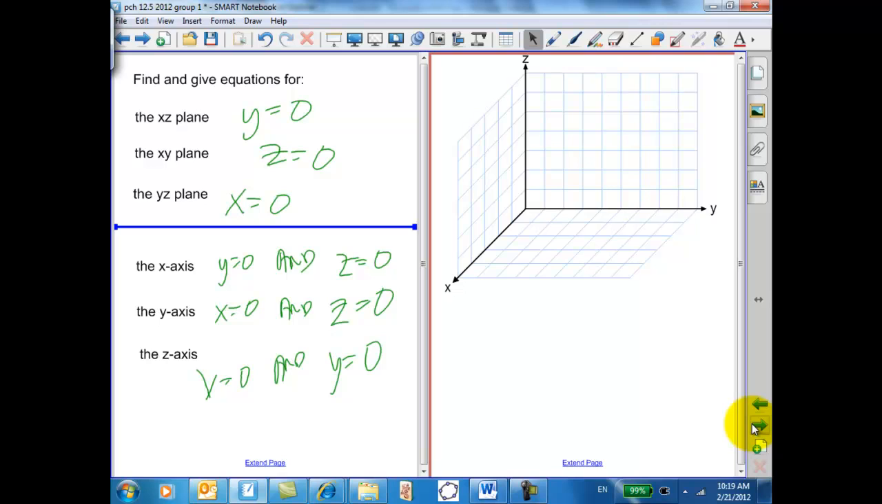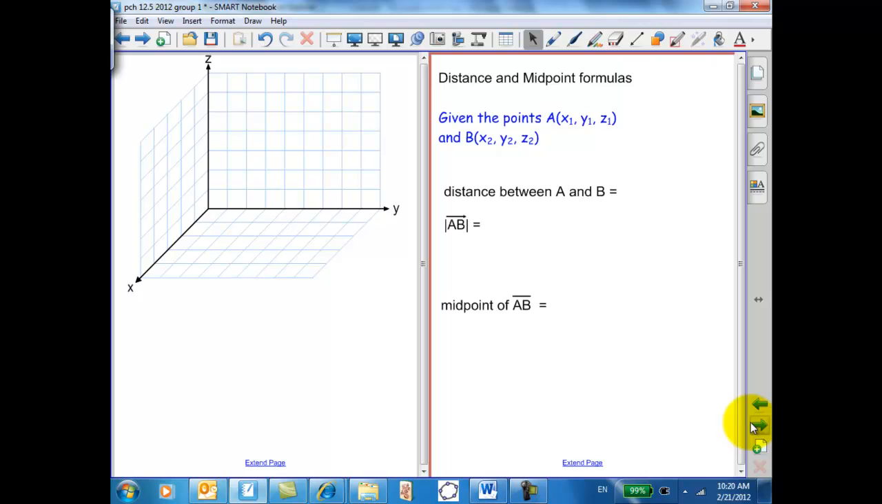Okay, now we're going to do some equations of some of these other things. Distance and midpoint formulas, they're pretty straightforward. What's the distance between 2 points? Oh, I think I was going to try and draw the box here.